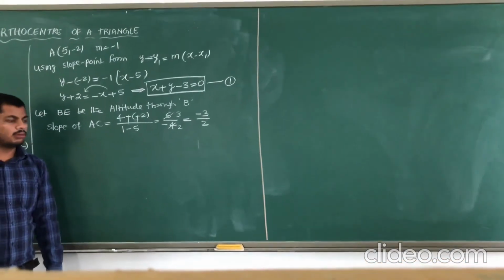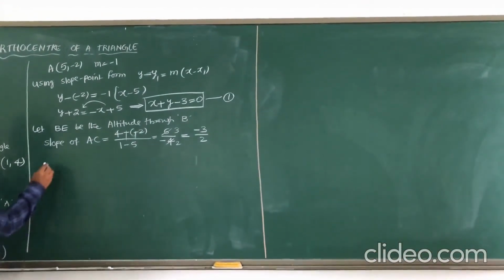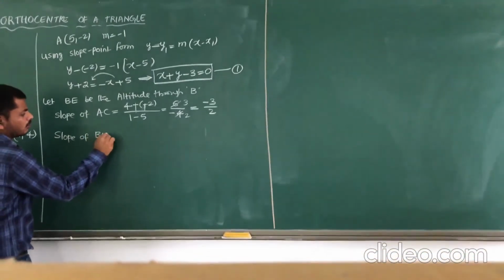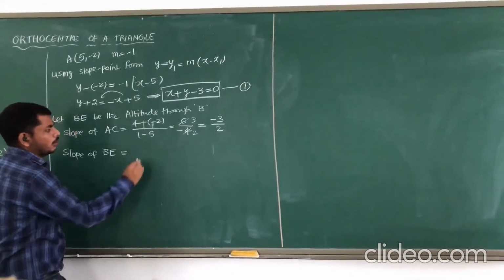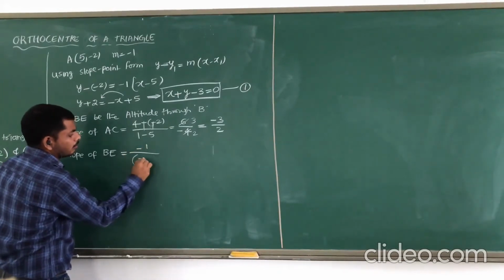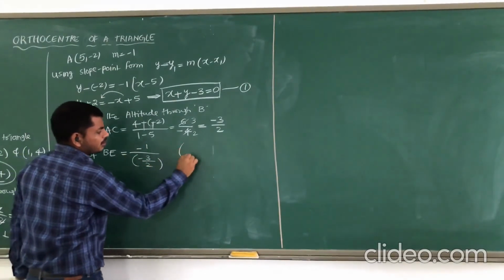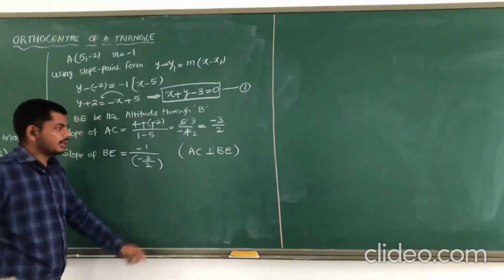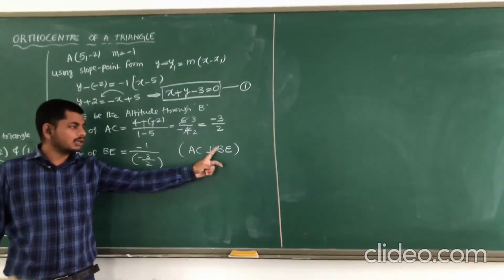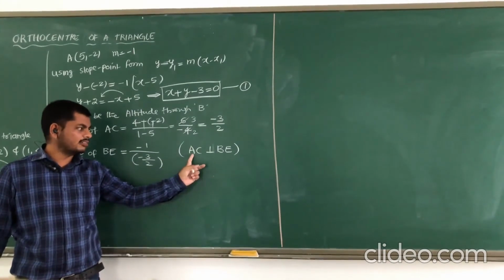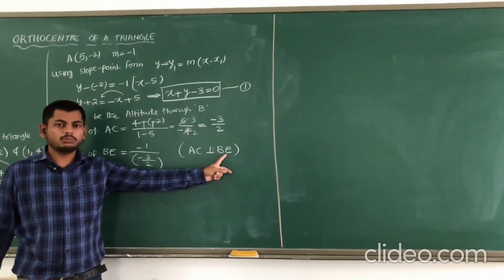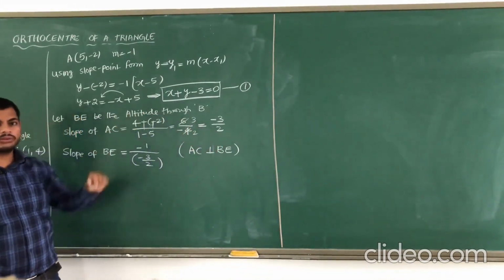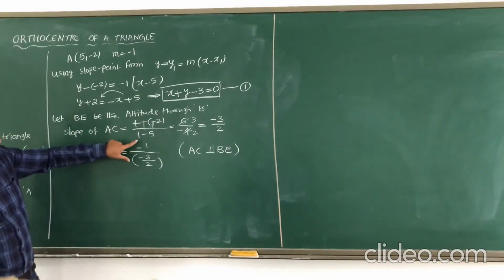With the help of this slope of AC, we can find the slope of BE. Here, slope of BE is equal to minus 1 by minus 3 by 2, because AC is perpendicular to BE. This altitude through vertex B is perpendicular to the opposite side, that is side AC. If slope of any line is equal to m, then the slope of the perpendicular to the line is minus 1 by m.